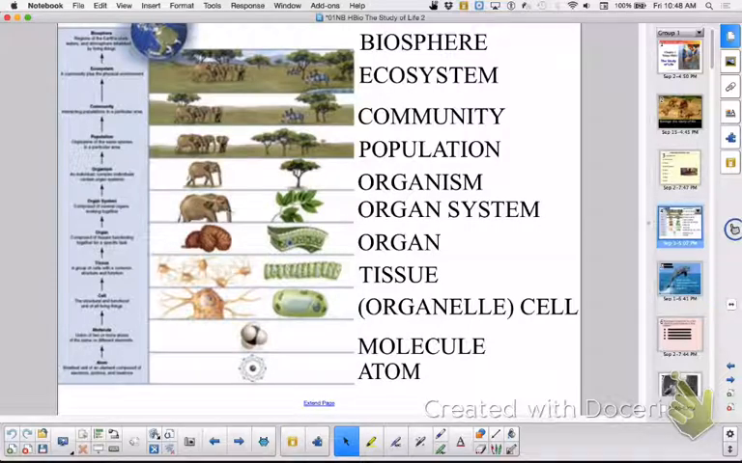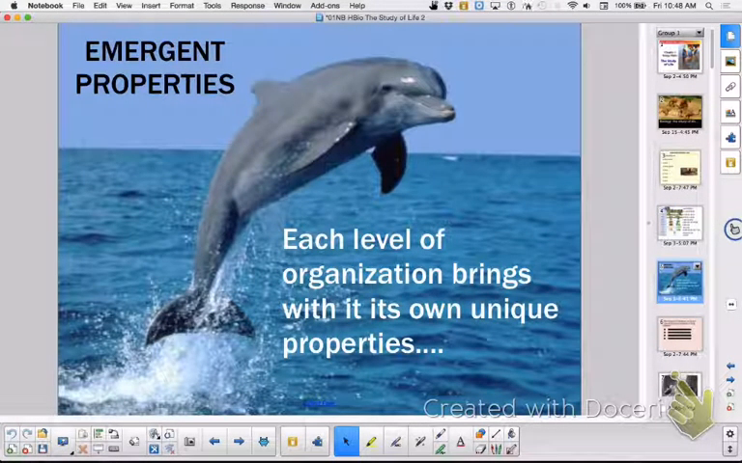All right. Now, as you level up, an organ can do more than just a tissue. An organ system can do more than just an organ. And as you level up, these are called emergent properties. Just like the dolphin emerges out of the water, okay? You get additional properties as you level up. So on emergent properties, each level of organization acquires new properties.